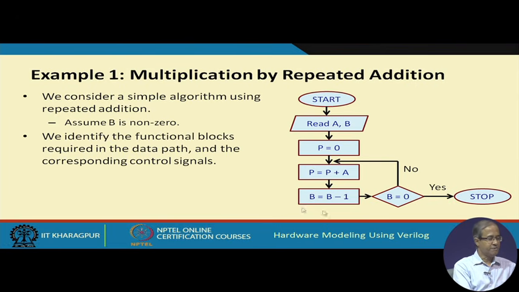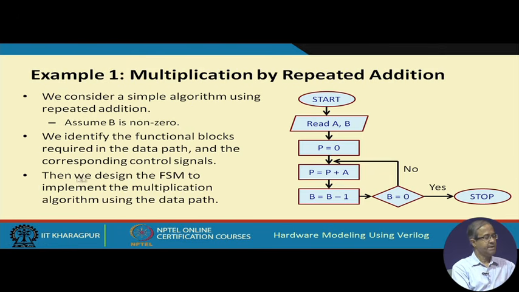So, for this example, let us try to illustrate how we can design the data path and control path. In the first step, we shall be identifying the data path and also in the data path, what are the control signals that need to be activated. Then we shall be designing the finite state machine, which will correspond to the control path.